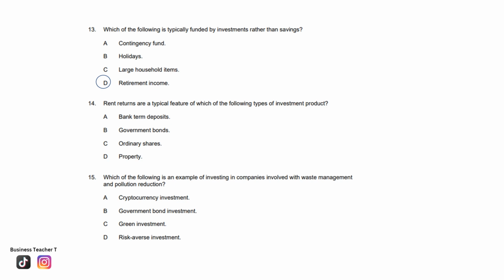And the answer is D. Property. Which of the following is an example of investing in companies involved with waste management and pollution reduction? A. Cryptocurrency investment. B. Government bond investment. C. Green investment. Or D. Risk-averse investment. The answer is C. Green investment.